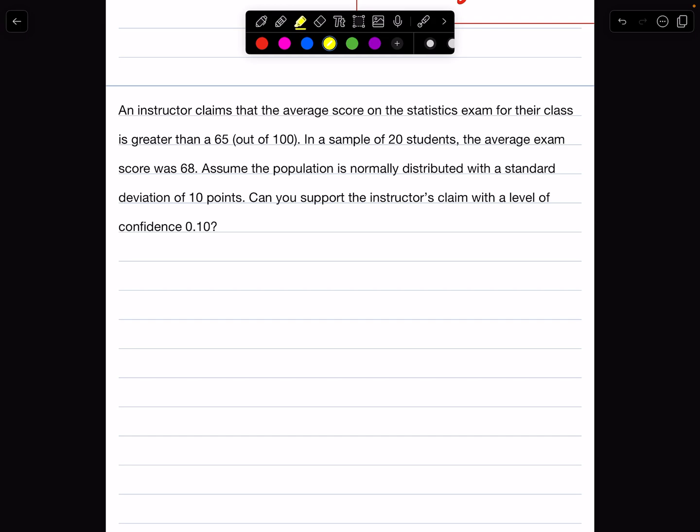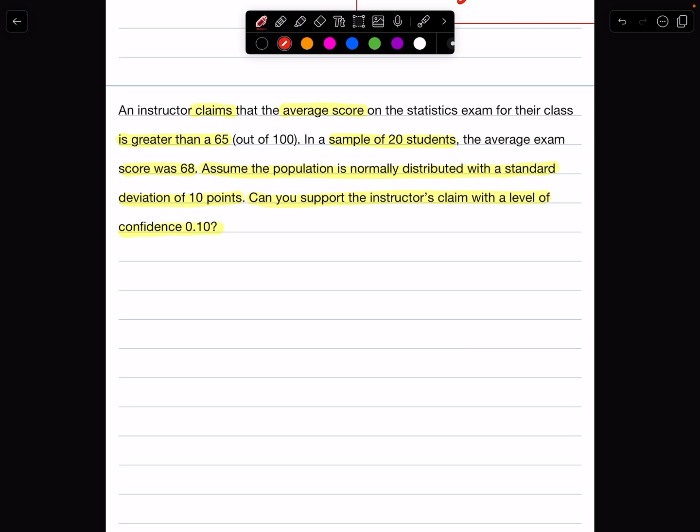An instructor claims that the average score for their statistics exam for their class is greater than 65. In a sample of 20 students, the average exam score was 68. Assume the population is normally distributed with a standard deviation of 10 points. Can you support the instructor's claim with a level of confidence 0.10?